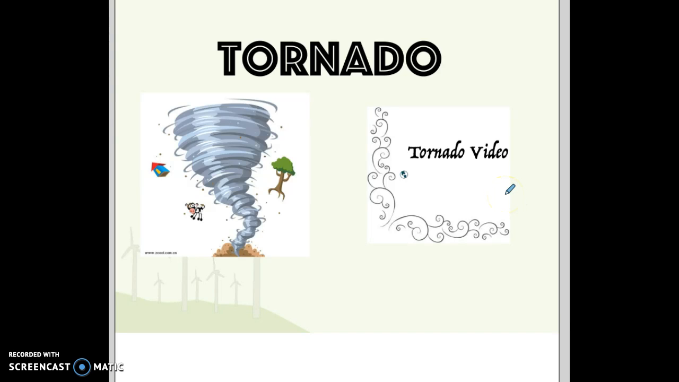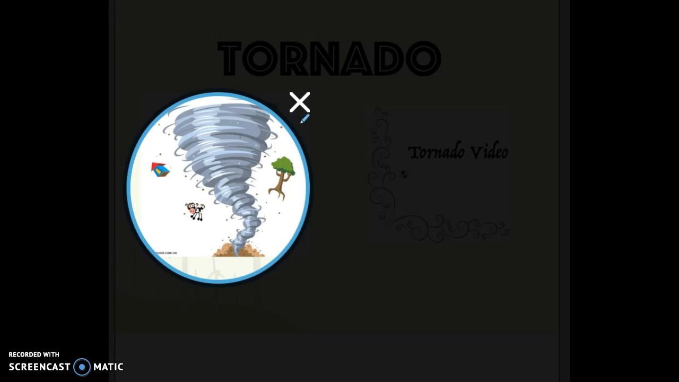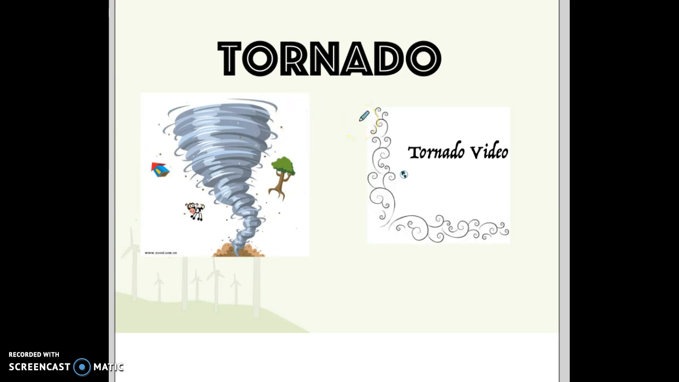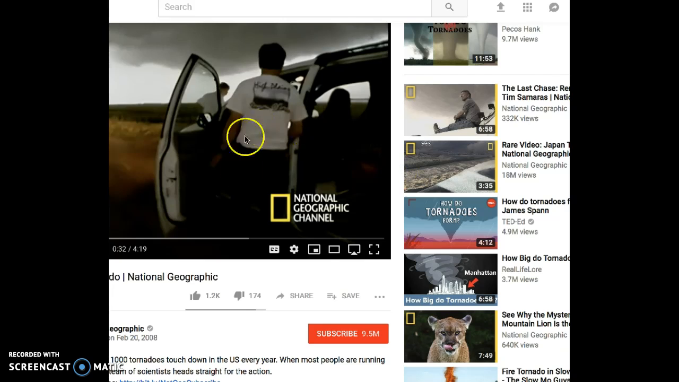Now we're going to talk about one specific kind of weather. This image here shows a tornado. Tornadoes are big and scary storms that we need to learn about, and it's important for us to know because they can really affect us in our daily lives. So now we are going to watch a short video about this specific kind of weather.